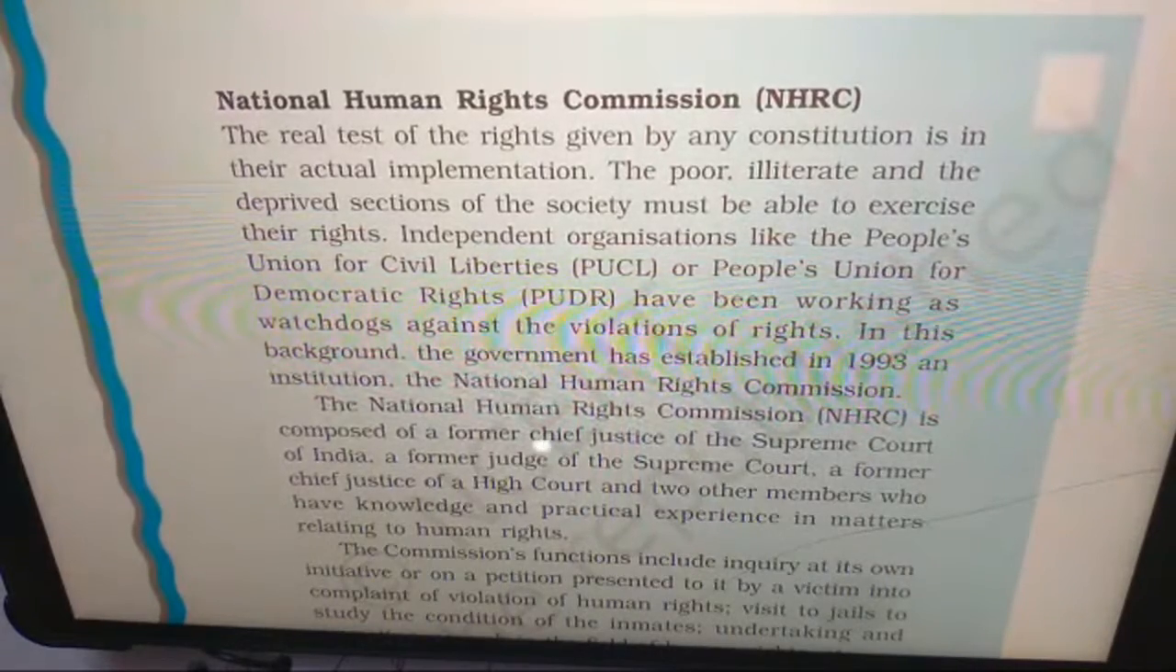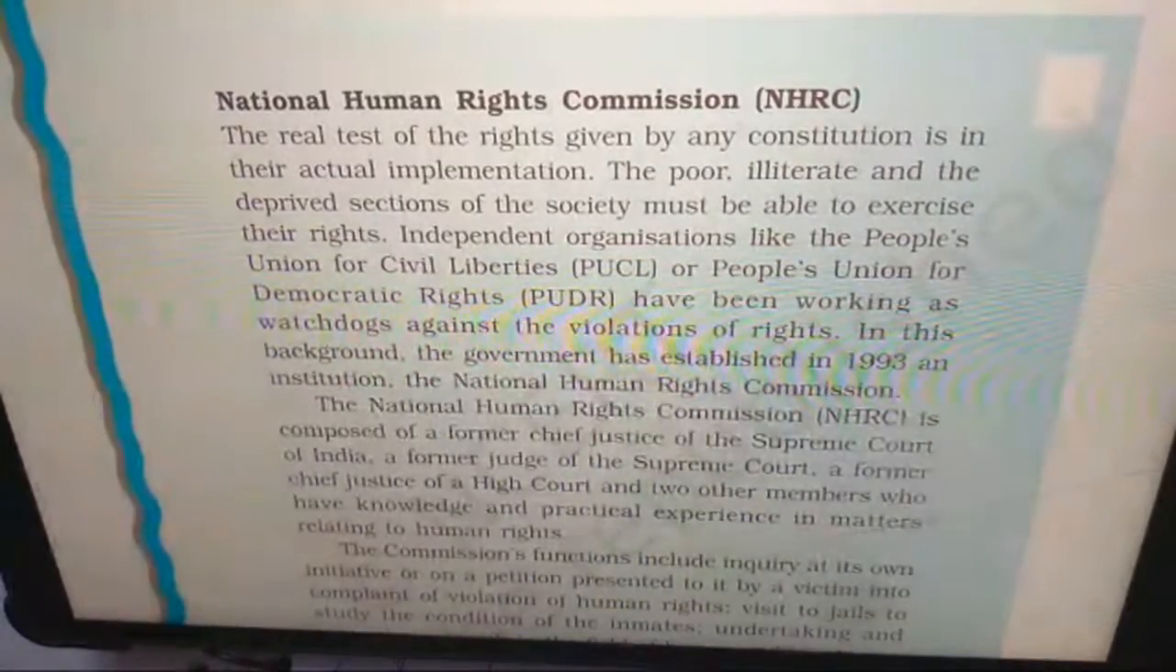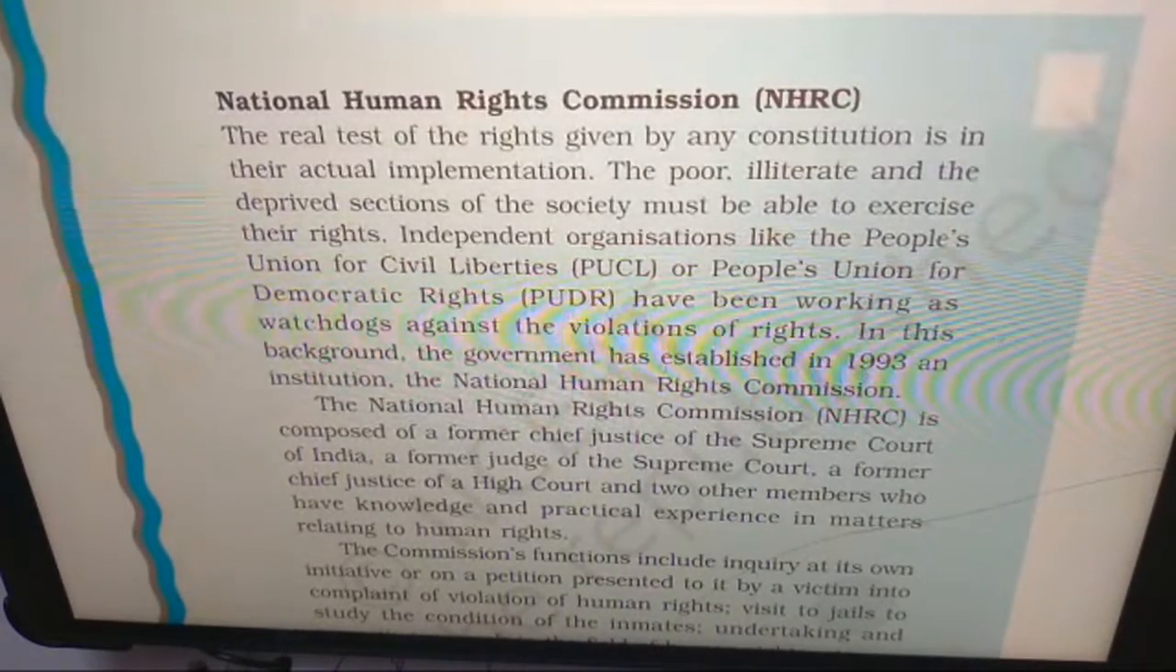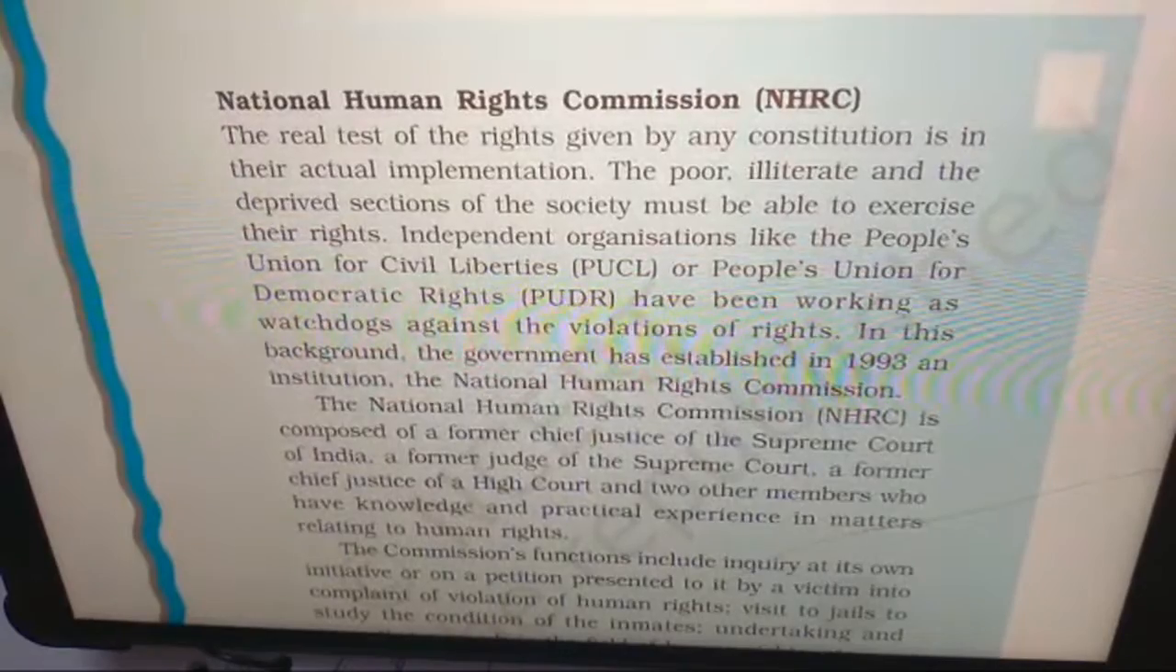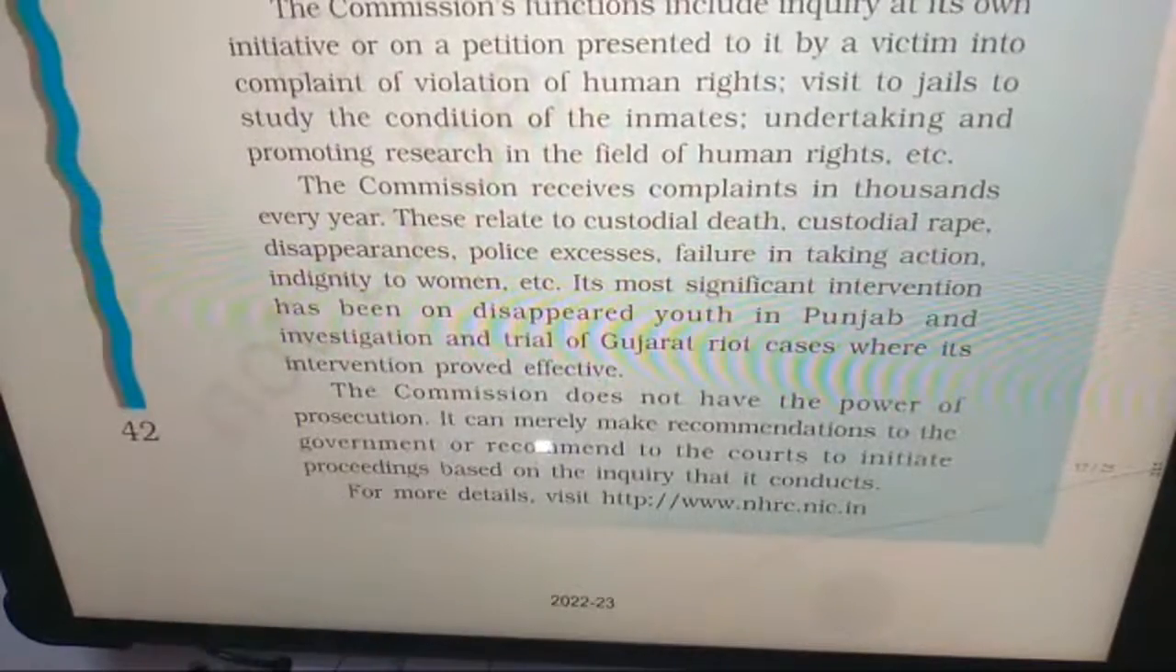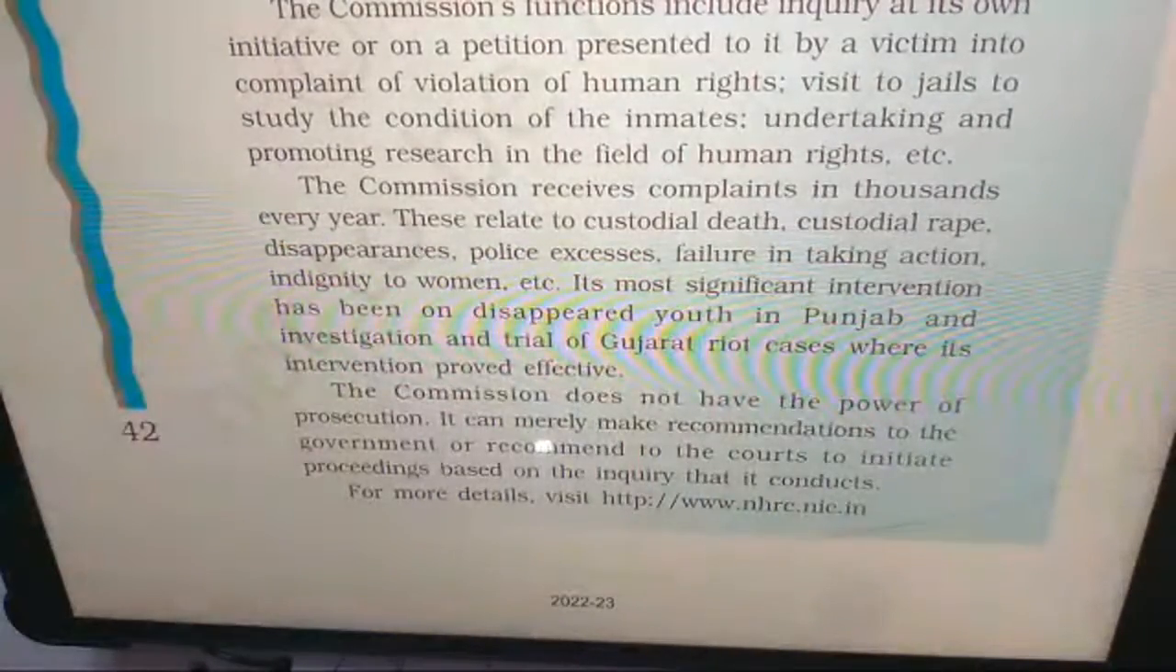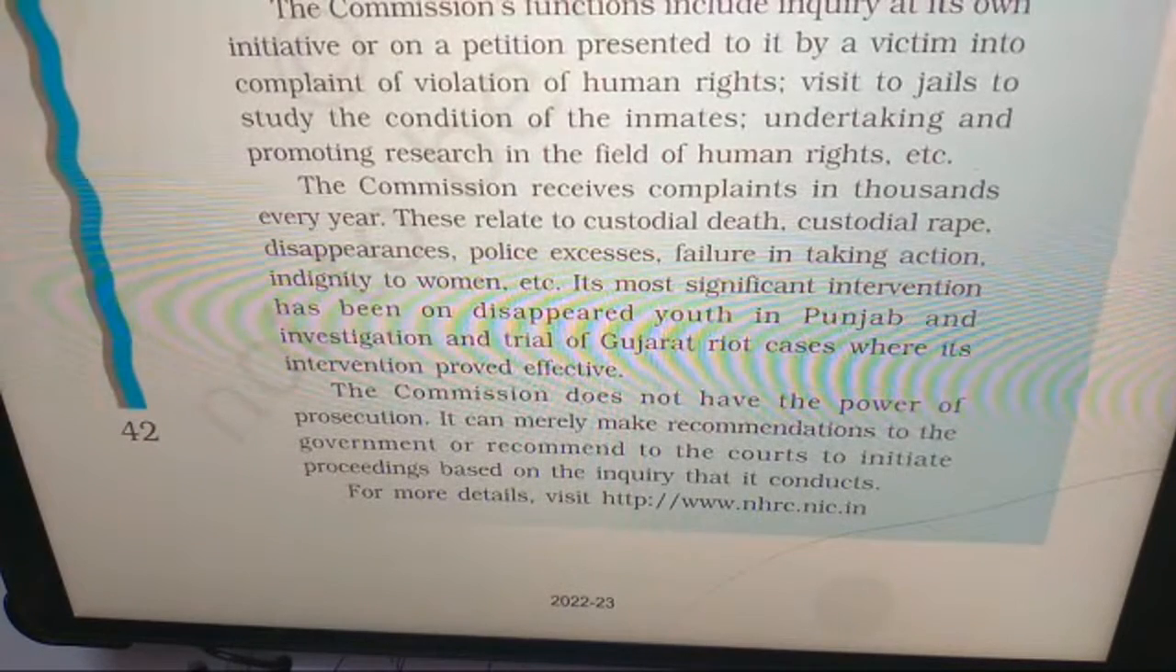The National Human Rights Commission is composed of a former Chief Justice of the Supreme Court of India, a former Judge of the Supreme Court, a former Chief Justice of a High Court, and two other members who have knowledge and practical experience in matters relating to human rights. The Commission's functions include inquiry at its own initiative or on a petition presented to it by a victim into complaint of violation of human rights, visits to jails to study the condition of the inmates, undertaking and promoting research in the field of human rights, etc.